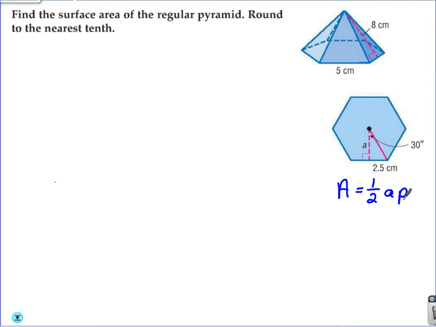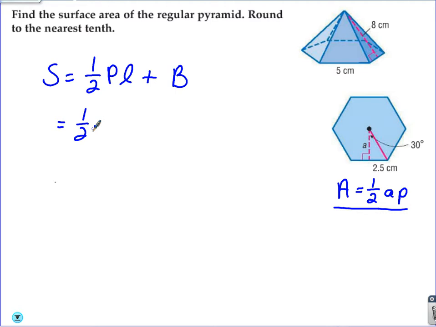So we're gonna have to find the apothem, which, yeah, they've kind of made it easier on us. It's not too bad there. So let's first find the lateral area. Surface area is equal to 1/2 times the perimeter times the slant height plus the area of the base. We'll do the base later. Let's focus on the lateral area first.